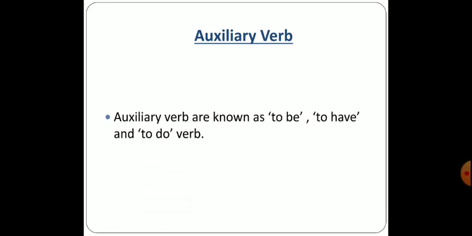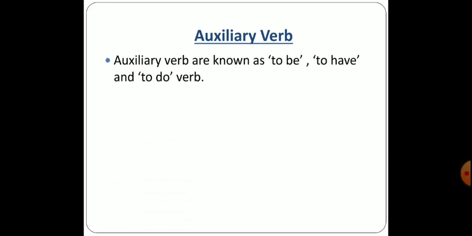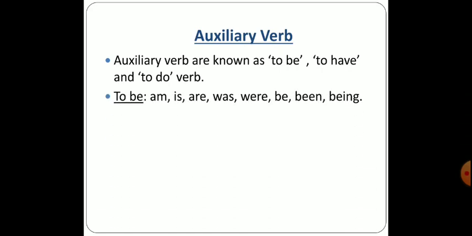So now let us move ahead and we will be learning about the auxiliary verb. Auxiliary verbs are known as to be, to have or to do verbs. Now you will be in a bit of a perplexed mindset. What does it mean? What are these to be, to have and to do verbs? So let us bifurcate them. First one, to be verbs, that is am, is, are, was, were, be, been and being.